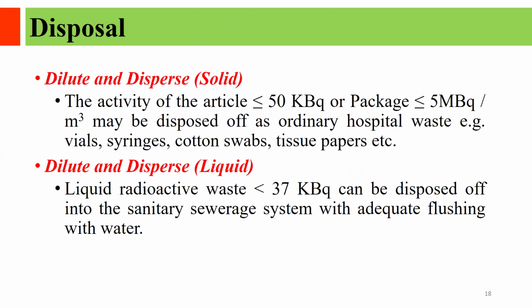Now, first we should know, as far as solid is concerned, when we follow the dilute and disperse guideline, if the activity of the article is less than 50 kilobecquerel, or the package in which the waste is there is less than 5 megabecquerel per meter cube, then it may be considered an ordinary waste. Otherwise, it again requires waste disposal rules. Similarly, in case of liquid, if the waste is less than 37 kilobecquerel, then it can be disposed of into the sanitary sewerage system with adequate flushing with water.